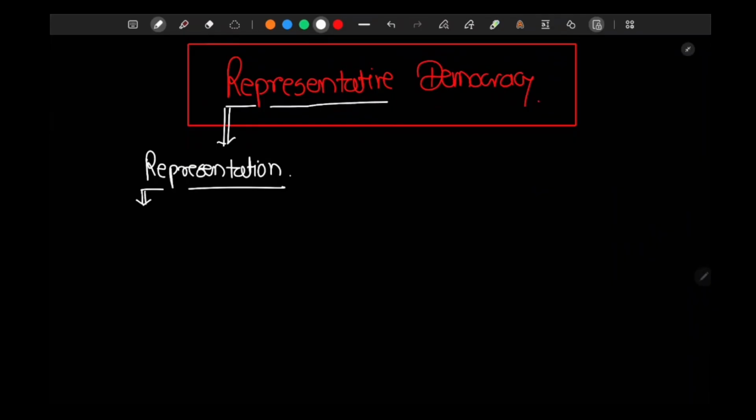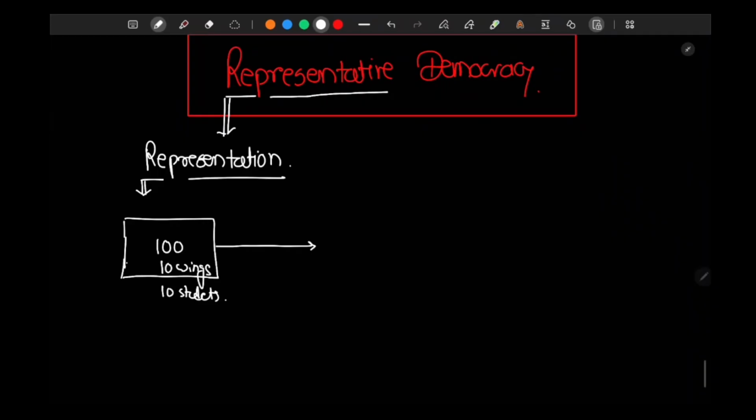Let's imagine a hostel, a college hostel. The college hostel has 100 students living in it, and there is an issue that is going on. 100 students and 10 wings. Each wing has 10 students. There is an issue going on in college with respect to water supply.